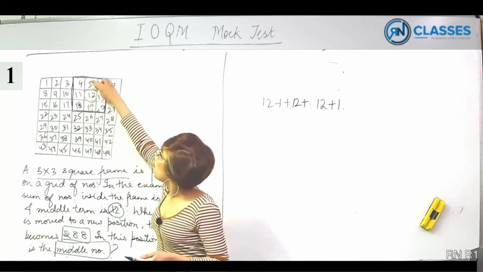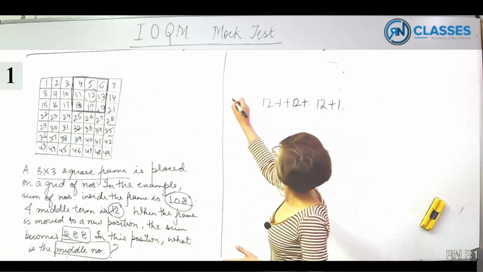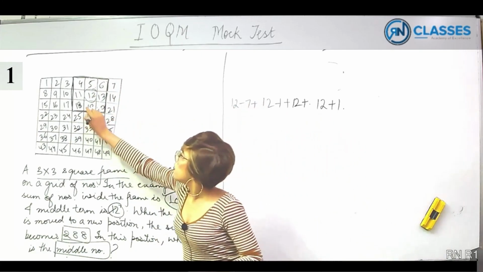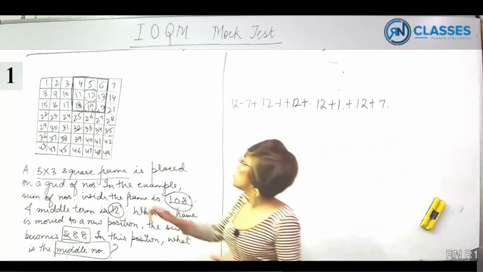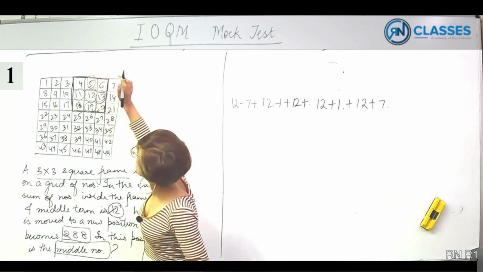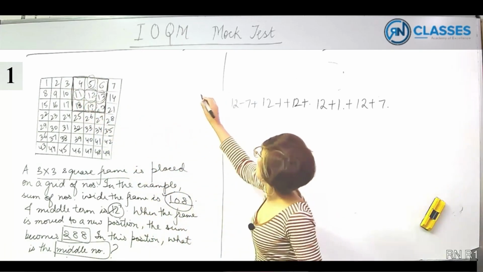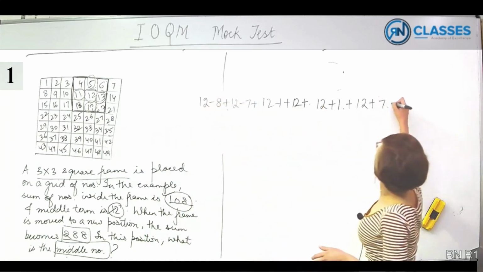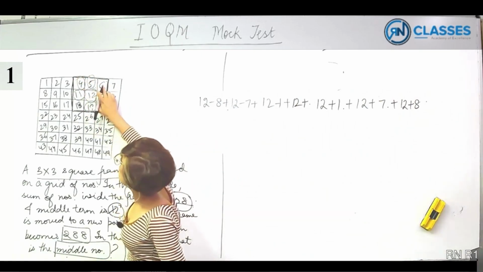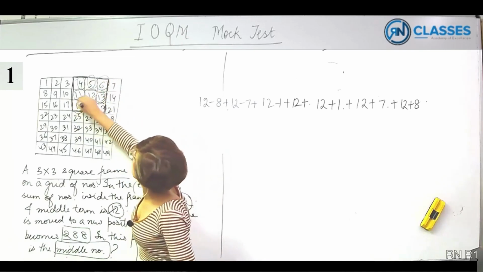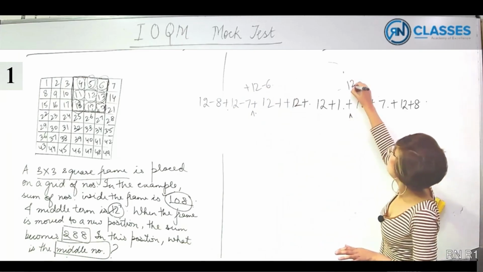If I go back to this number, this is 12 minus 7. Let me write it here: 12 minus 7. And this number, 19, is 12 plus 7. So I'm done with these. Going back here, this is 12 minus 8 and this is 12 plus 8. So these two numbers are also done. And this is 12 minus 6, 12 plus 6. So these two numbers are also done. I should have written it here, 12 minus 6 and here 12 plus 6.